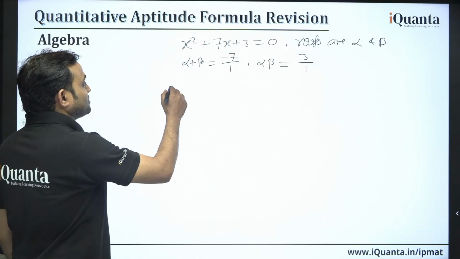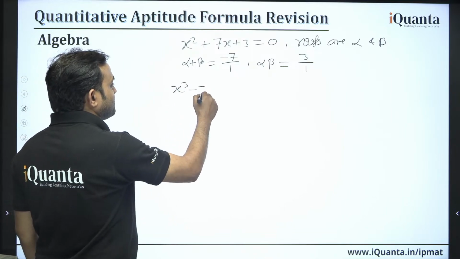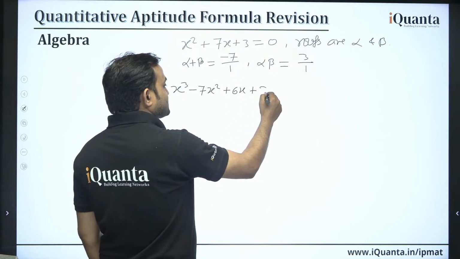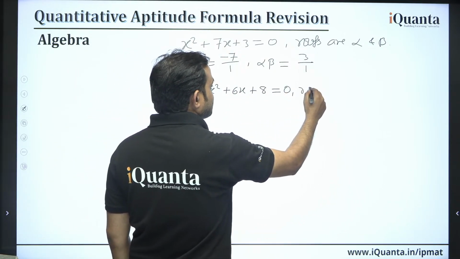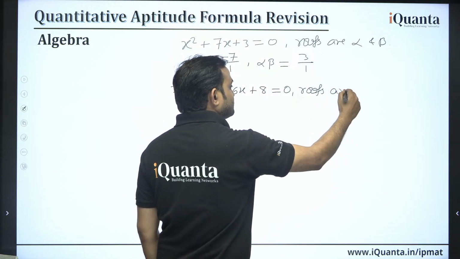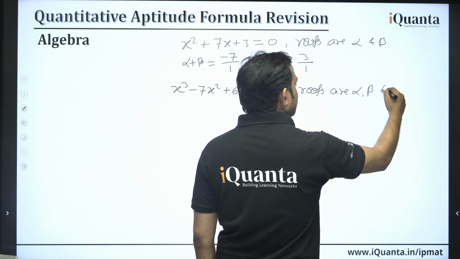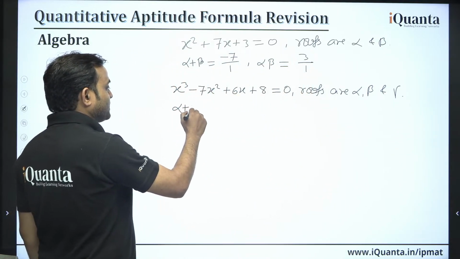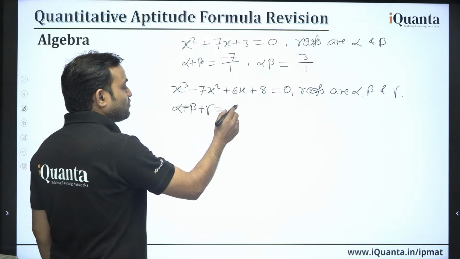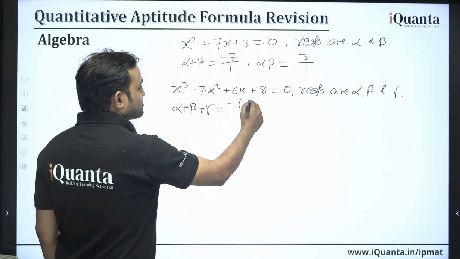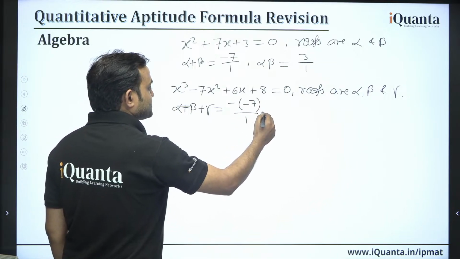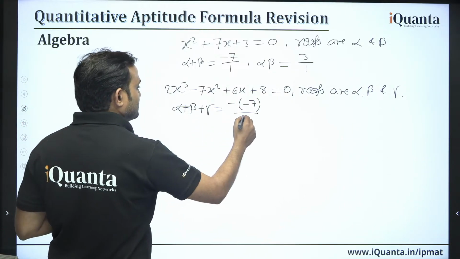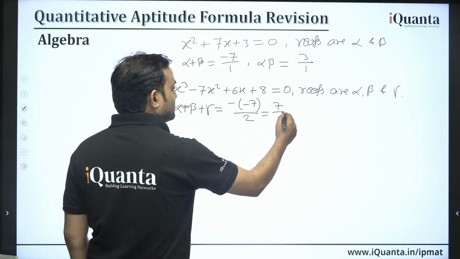Now if you are taking three roots, let's say 2x cube minus 7x square plus 6x plus 8 is equal to 0, and let's say roots are alpha, beta and gamma. In that case, what we can say, that alpha plus beta plus gamma, taking one root at a time, this will be minus of minus 7 by 2, which is equal to 7 by 2.